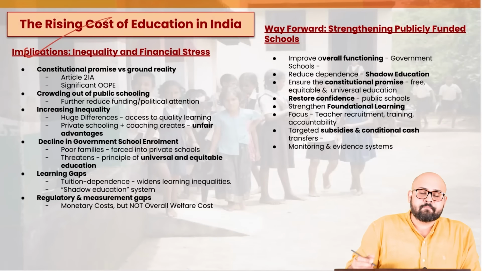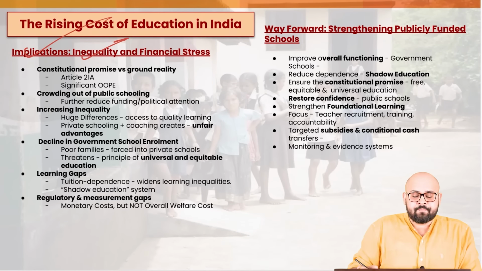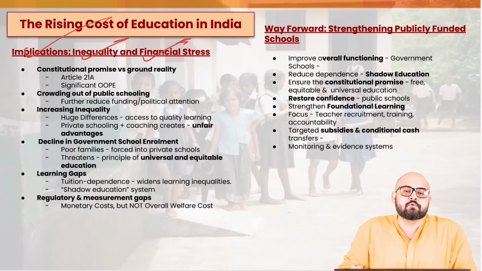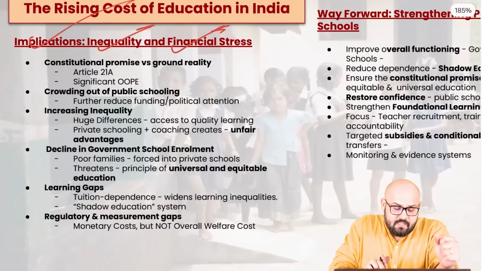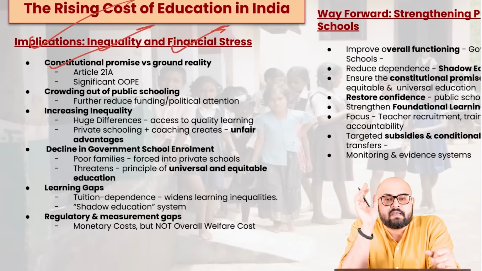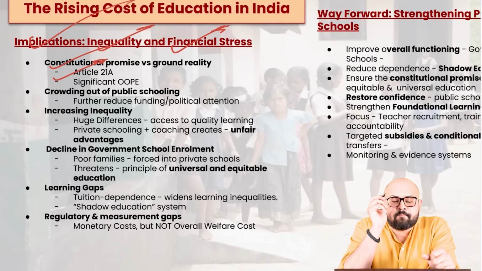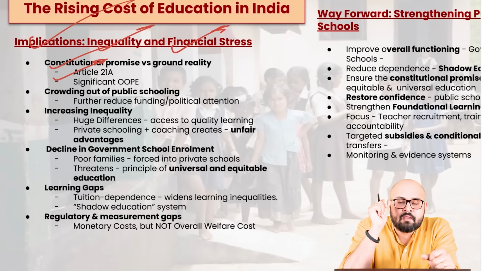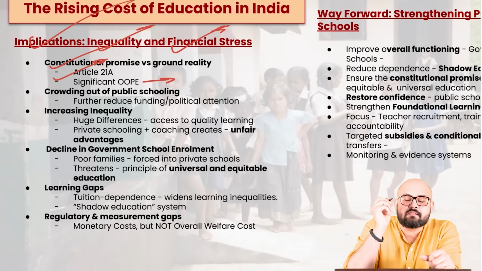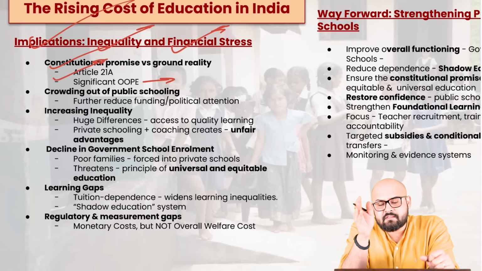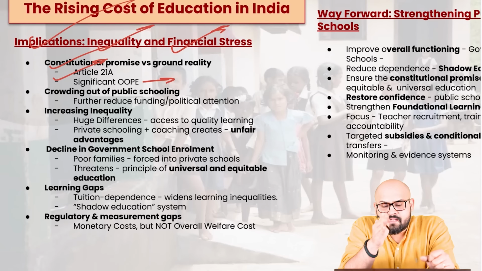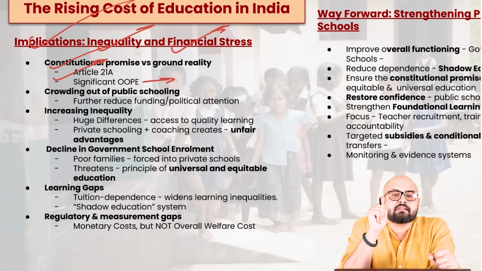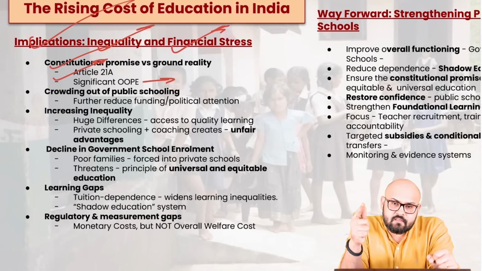Now, what are the implications? It creates growing inequality and financial stress for the household, especially in the lower rung of income distribution. The implication is constitutional promise versus ground reality. So Article 21A promises free and compulsory education. But is that the reality? The answer is no. There is significant out-of-pocket expenditure in both rural as well as urban areas. The share of private schools is increasing in both rural and urban areas. The share of private tuitions is also increasing. An added burden on households with low incomes.